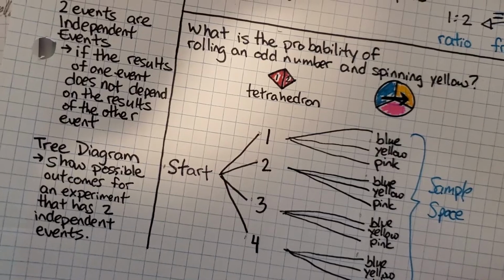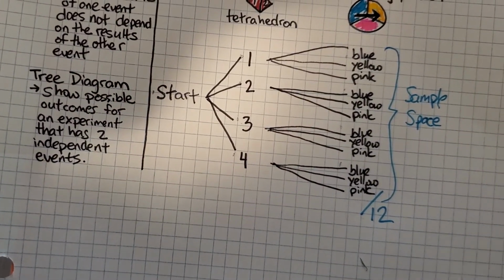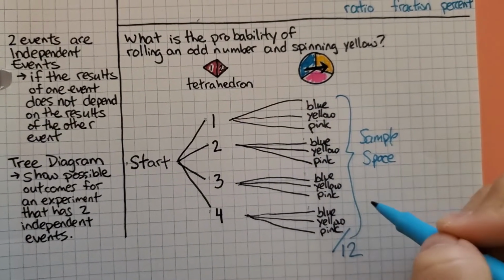Count them up. You can get a total of 12 possible outcomes. We have our total outcomes here.